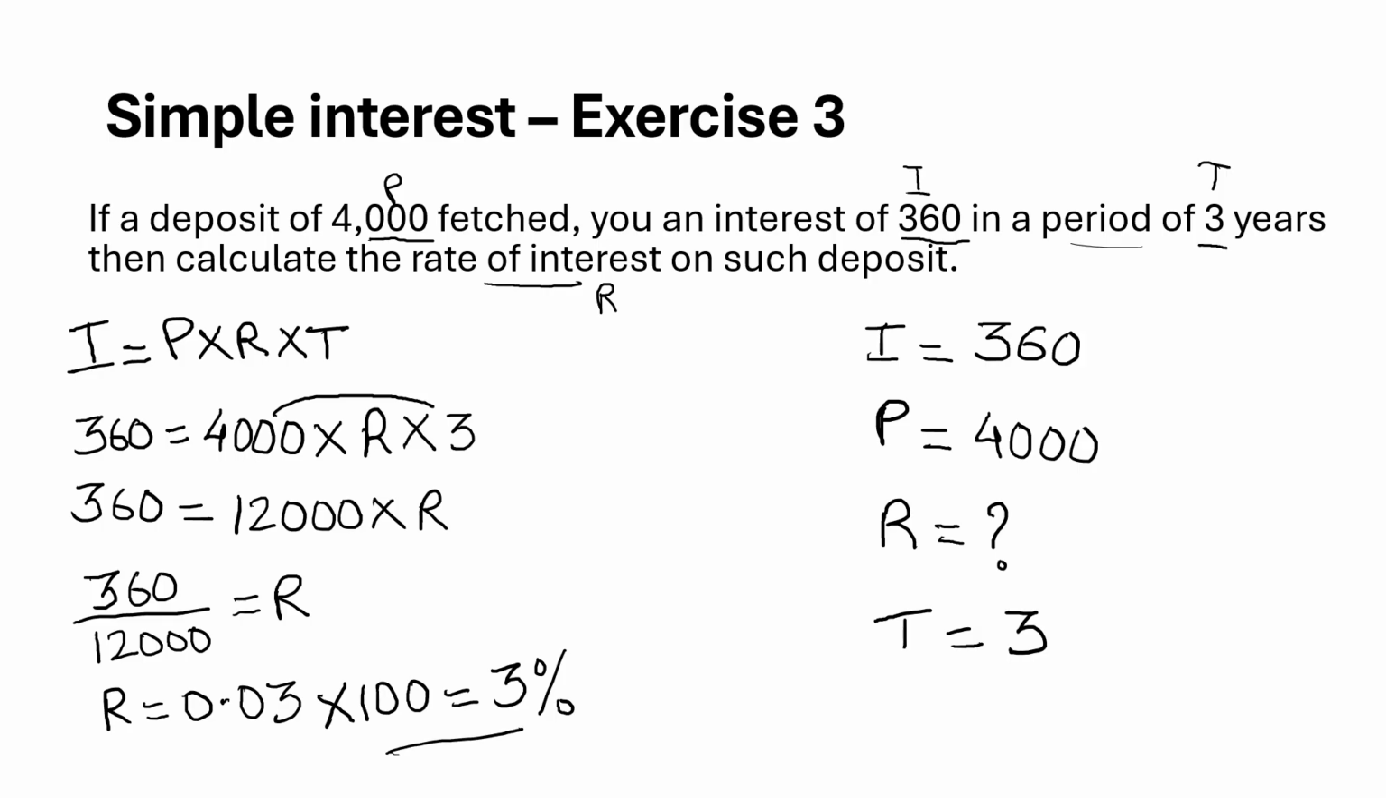Is that clear to everyone? Here we are calculating the rate of interest. The other amounts are given. The amount of interest is given, the principal amount is given, the time period T is given. We need to find out our rate of interest, which will always be in percentage. Percentage means per 100. That is why we multiply 0.03 by 100. So we get 3%.